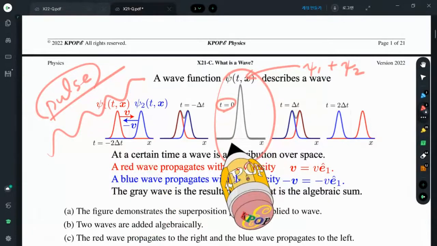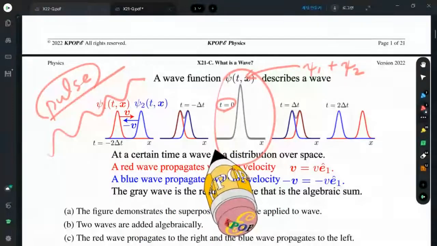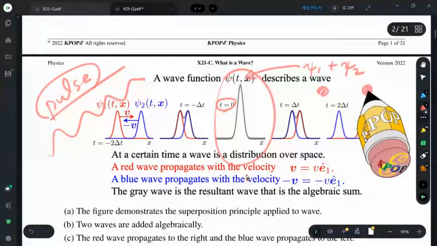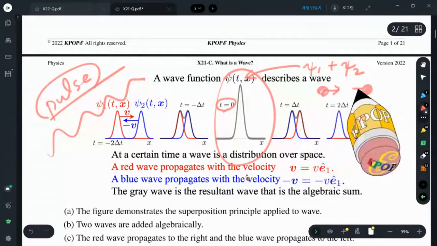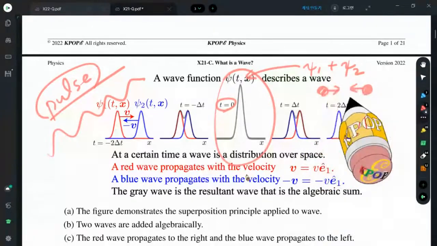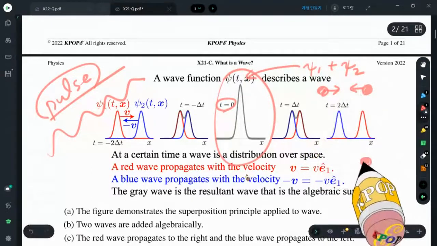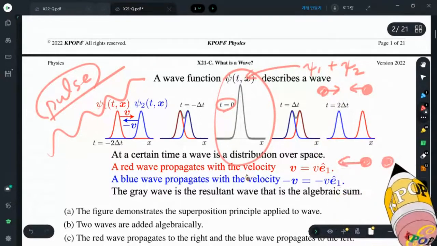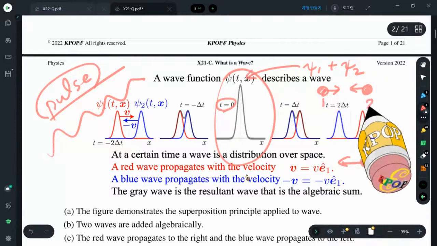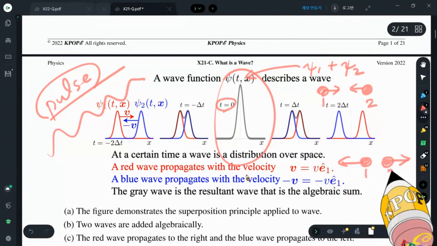This is the big difference between a wave and a particle. If two particles collide, then if they do not miss, they will bounce back. 1, 2. They won't exchange their positions.